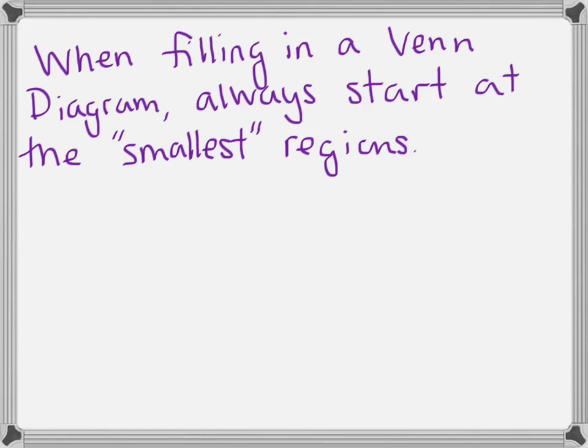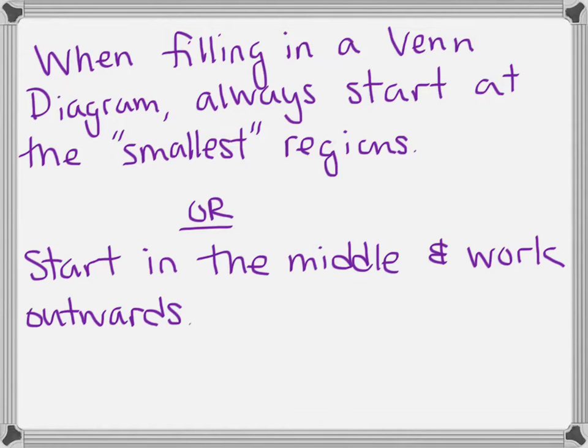Alright, as a comment, remember to start with the smallest regions. Or if you want, you can start with the middle and work outwards. So again, sort of the intersection of 3 sets, and then you can deal with the intersection of 2 sets, and then the remaining sets.